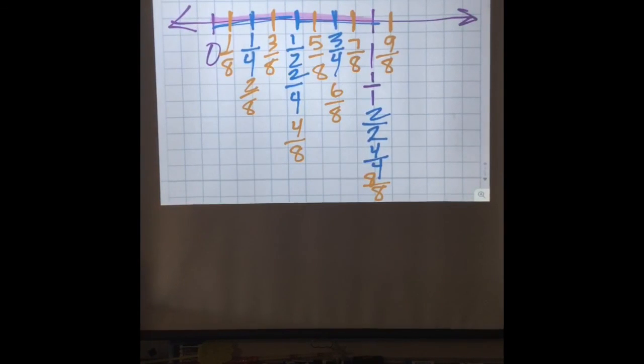Nice work. Okay, I hope that this helps give you an idea of what we're going to be doing in Module 3. Anyway, I love math.